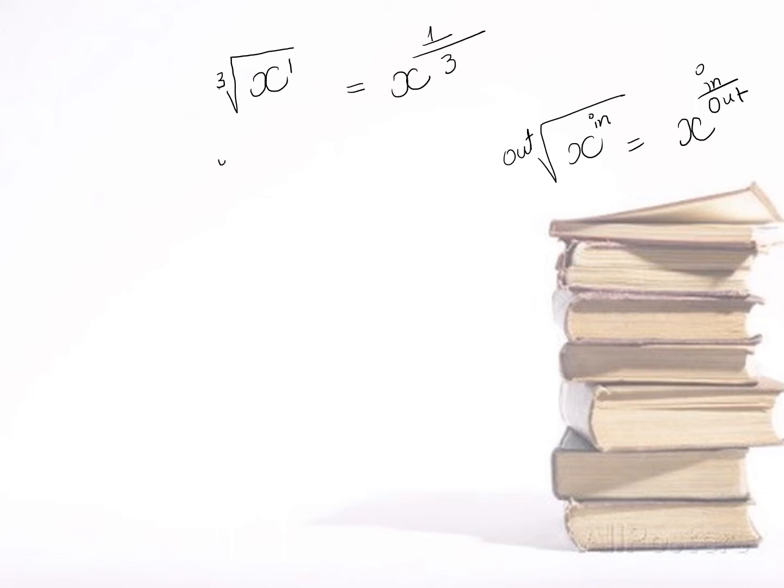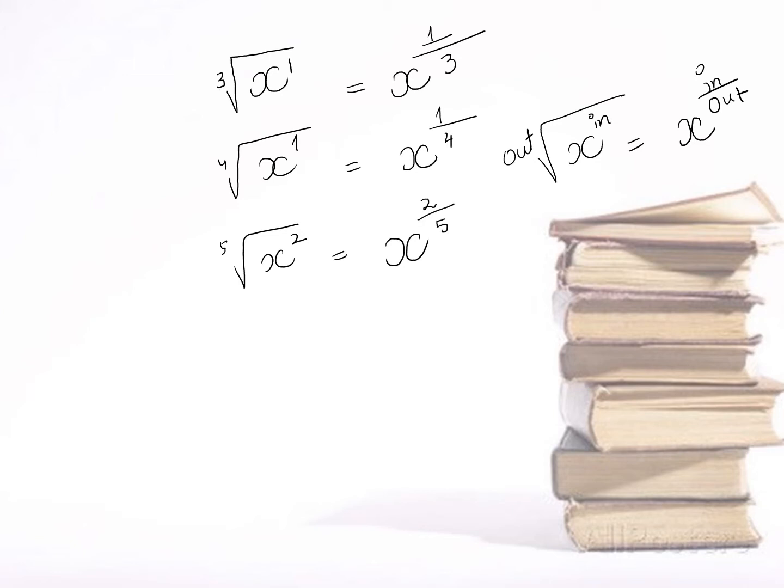Now, for example, if you want to convert the fourth root of x, how do you write it? You write x, and the power of x is 1 divided by the index. Similarly, if the fifth root of x squared is given, as I said, first you write the radicand and then in over out. In is the power that is 2 and out is the index that is 5. So this is the way you convert the radical sign into rational exponents.